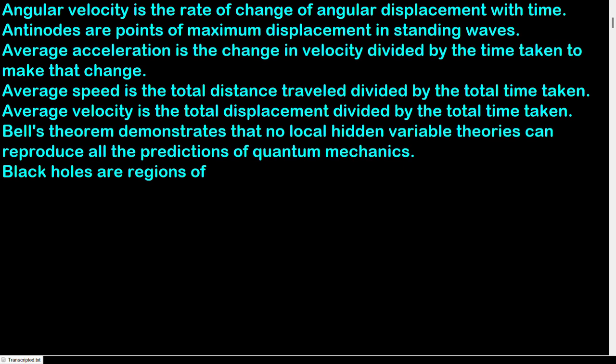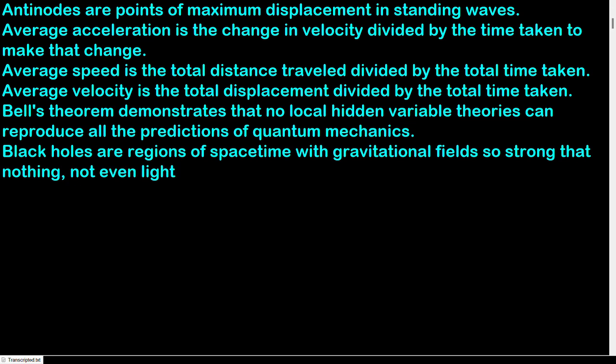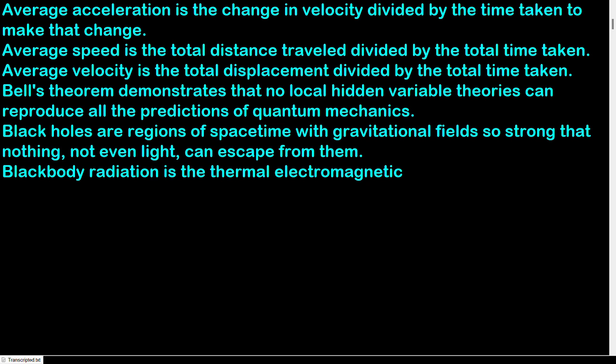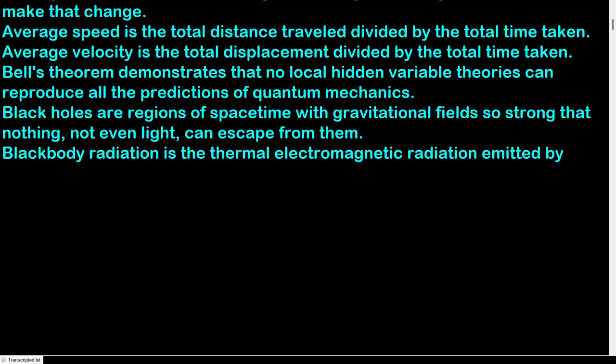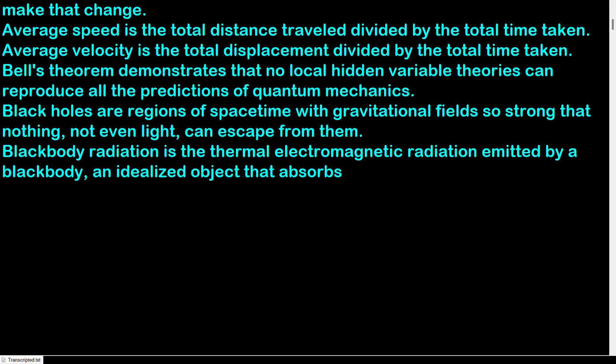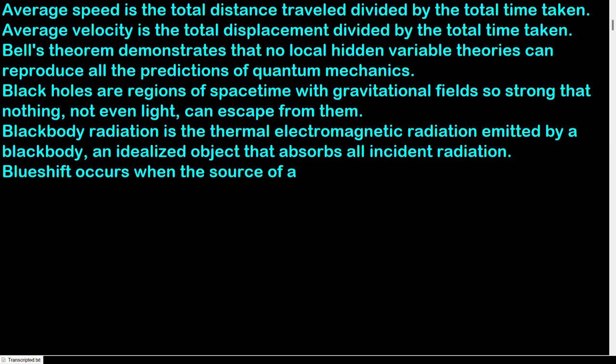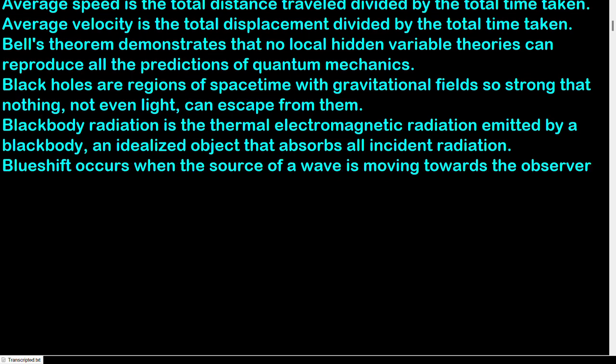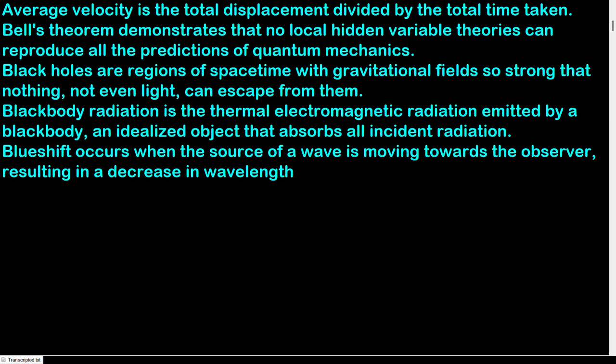Black holes are regions of space-time with gravitational fields so strong that nothing, not even light, can escape from them. Blackbody radiation is the thermal electromagnetic radiation emitted by a blackbody, an idealized object that absorbs all incident radiation. Blue shift occurs when the source of a wave is moving towards the observer, resulting in a decrease in wavelength.